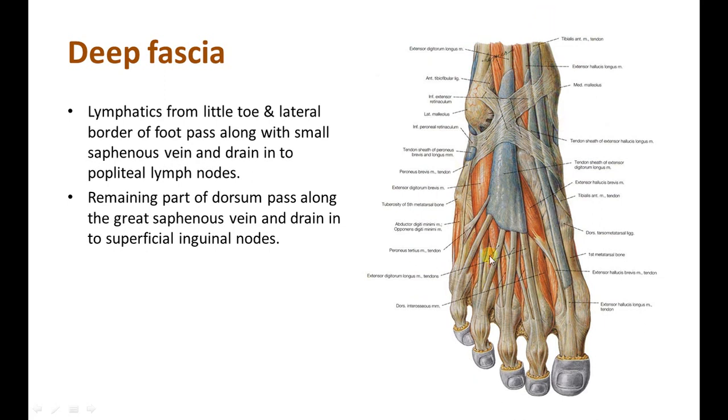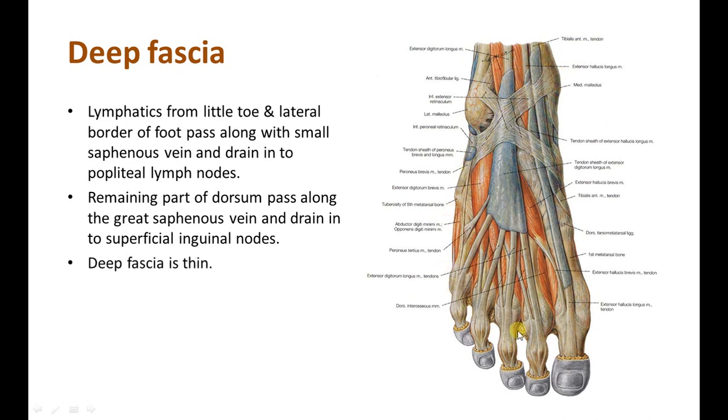Okay, so the lateral part of the foot and little toe, along the lymphatics, follow the course of the small saphenous vein and drain into popliteal lymph nodes. Along the medial border of the foot and great toe, they follow the great saphenous vein and drain into the superficial inguinal nodes, the vertical set of superficial inguinal nodes. Superficial inguinal nodes are also important, so kindly have a fair idea of it. Don't omit. It is very usually asked in the examinations.